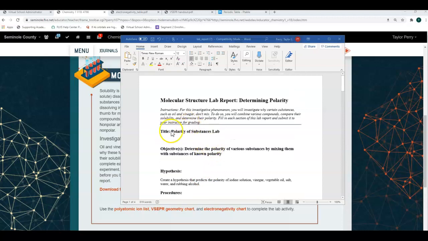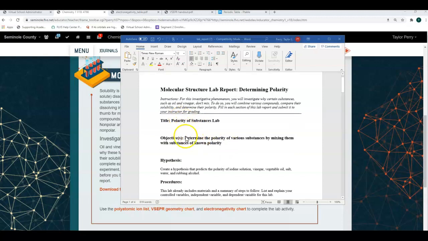All right, so first off, the title. I'm not too picky about the title. I put Polarity of Substances Lab because if you look at the instructions, it says you'll investigate why certain substances such as oil and vinegar don't mix. To do so, you will combine various compounds, compare their solubility, and determine their polarity. So at the end of the day, we're trying to figure out the polarity of these substances. So I just put Polarity of Substances Lab.